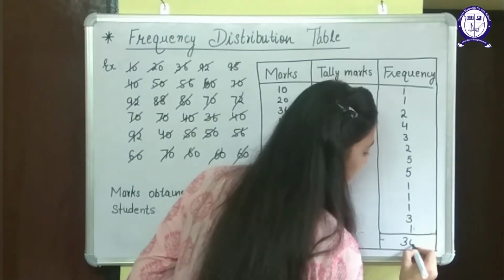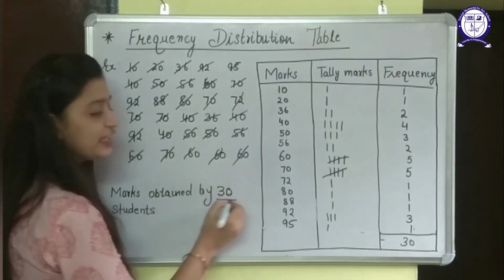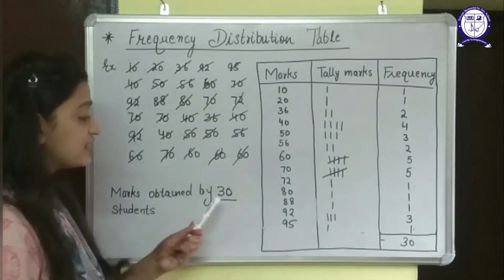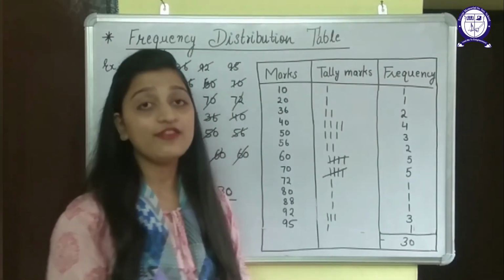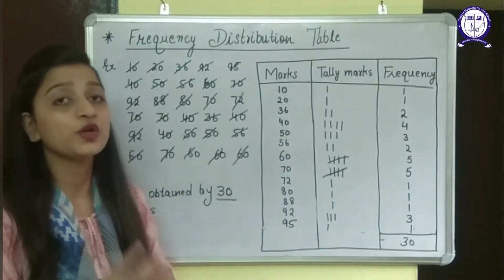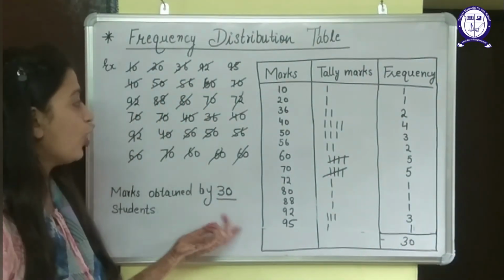It is my 30. Now look at the question. There were 30 students, right? If it has 30 students, then the total should also be 30. If in any case, while doing the question, your total is not as the given number, you can count them again.